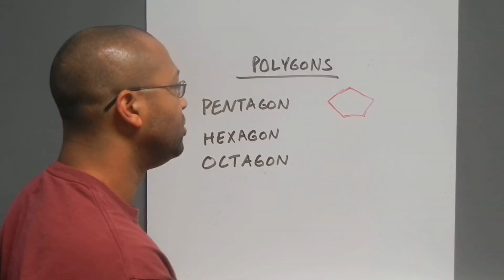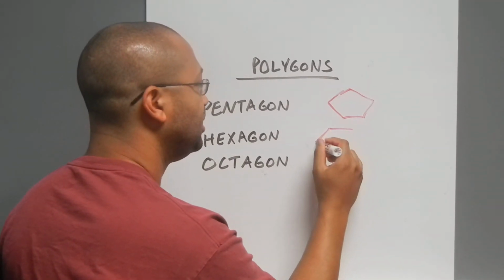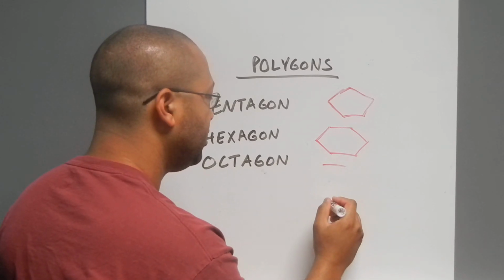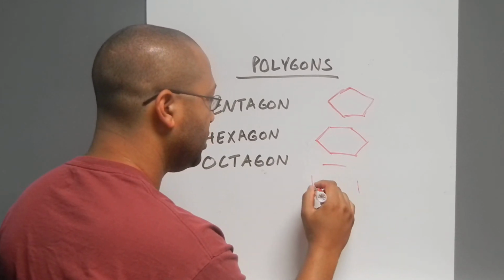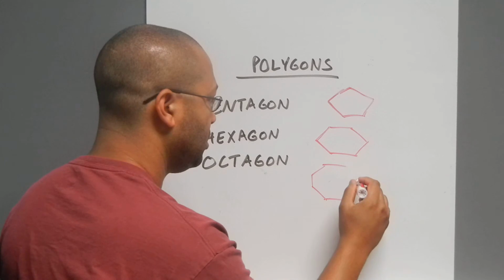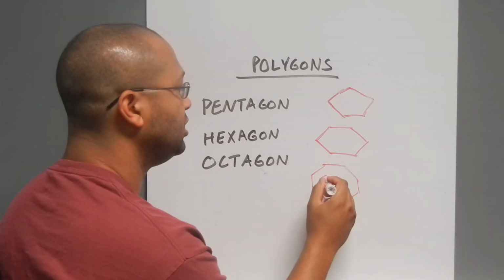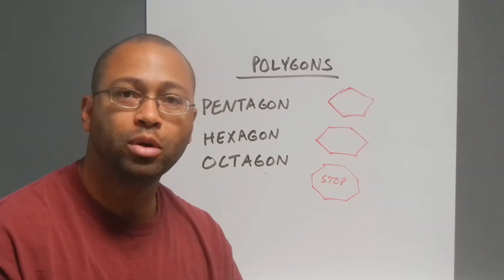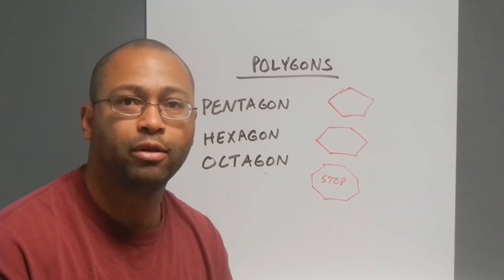A hexagon is one that has 6 sides of equal length, and an octagon has 8 sides of equal length. You might recognize it from a stop sign. But anyway, these are the two-dimensional geometric terms that you need to know about for this unit.